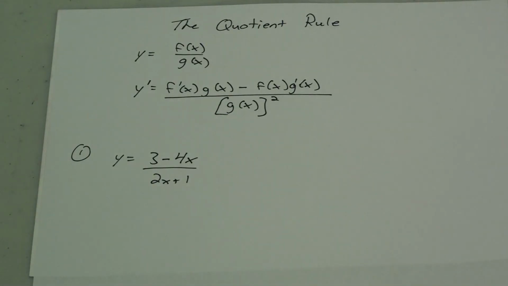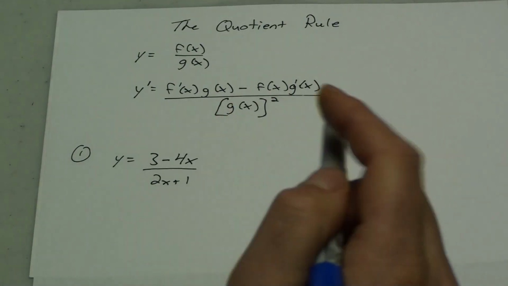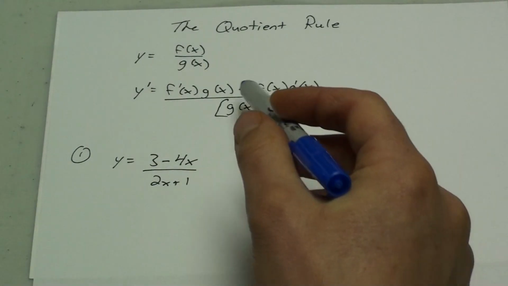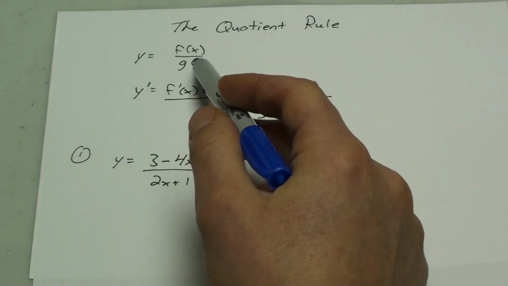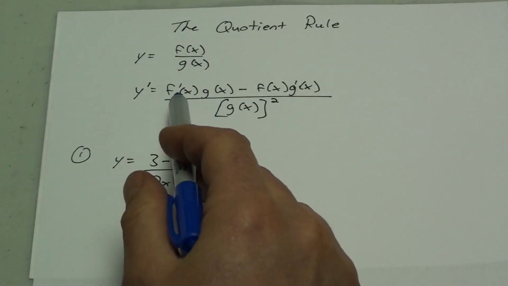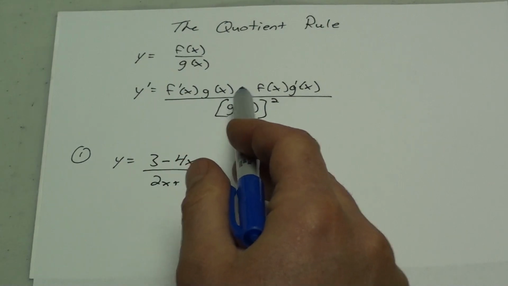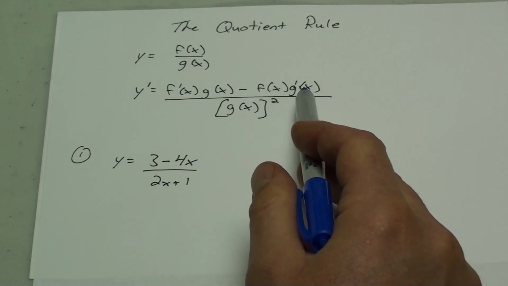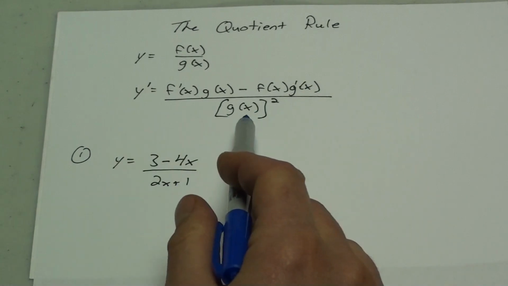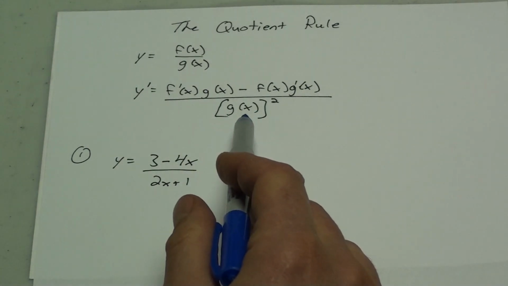Okay, so here's some examples of the quotient rule. The quotient rule is when you have one function divided by another function, and it follows this formula: the derivative of the first, or the top, multiplied by the original of the bottom, minus the original of the top, derivative of the bottom, all over the original of the bottom squared.